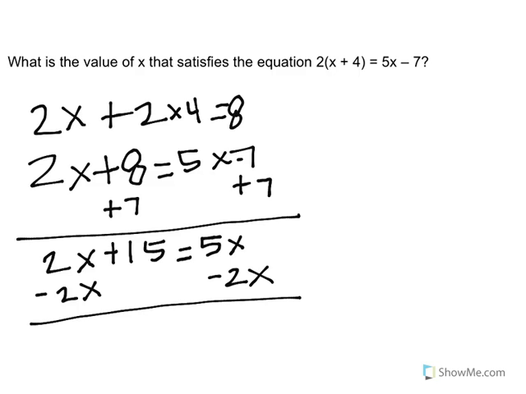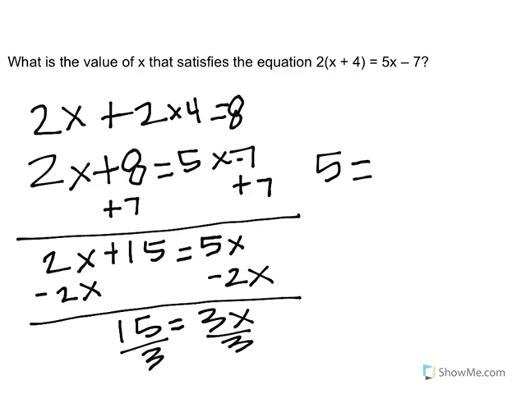2x minus 2x is 0, so that leaves us with a positive 15 equals, and we have 5x minus 2x. Well, 5 minus 2 we know is 3x. So now we have 15 equals 3x. We need to get rid of the 3 so that we have x by itself. We can divide both sides by 3. 15 divided by 3 is 5, and 3 divided by 3 is 1. 1x is the same thing as x. So we have x equals 5.